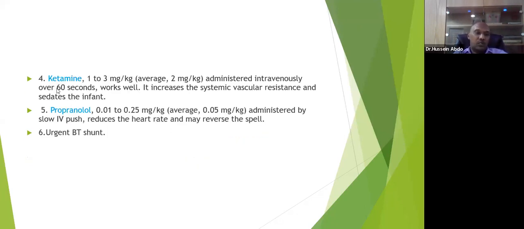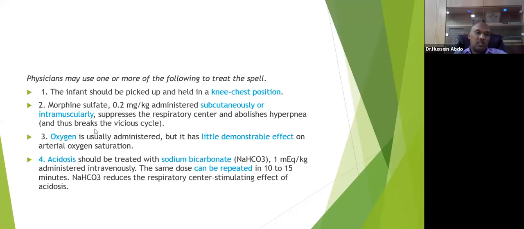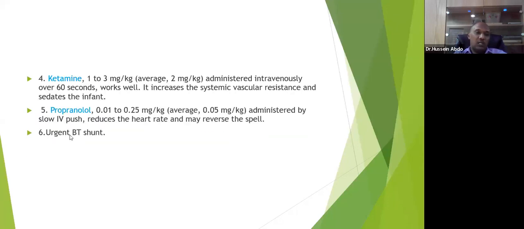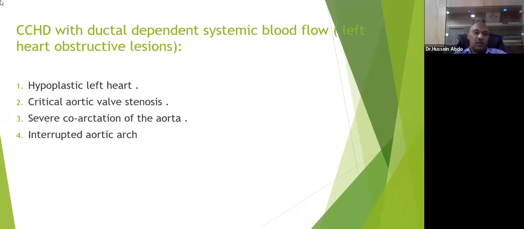The other option of treatment, we can give ketamine. And ketamine also will increase the systemic vascular resistance. We can give propranolol, and sometimes also we can give phenylephrine. And as we mentioned, one of the options of treatment is urgent PT shunt. Urgent surgical PT shunt is one of the options. So if all these management fail, we can go to urgent correction or urgent aortopulmonary shunt. What we mean by aortopulmonary shunt or PT shunt, we create a shunt between the pulmonary and systemic circulation. So the blood supply to the pulmonary will be directly from the systemic artery.